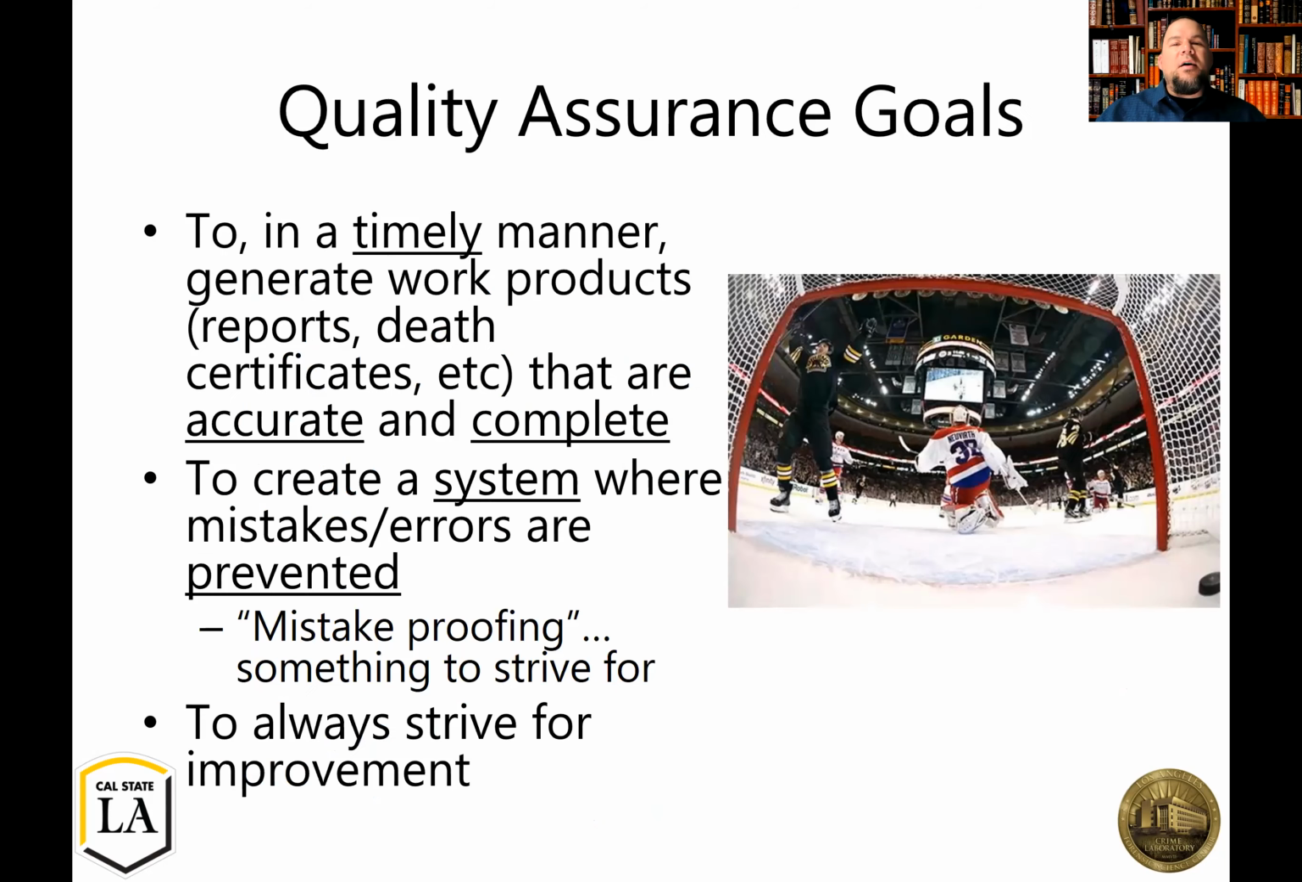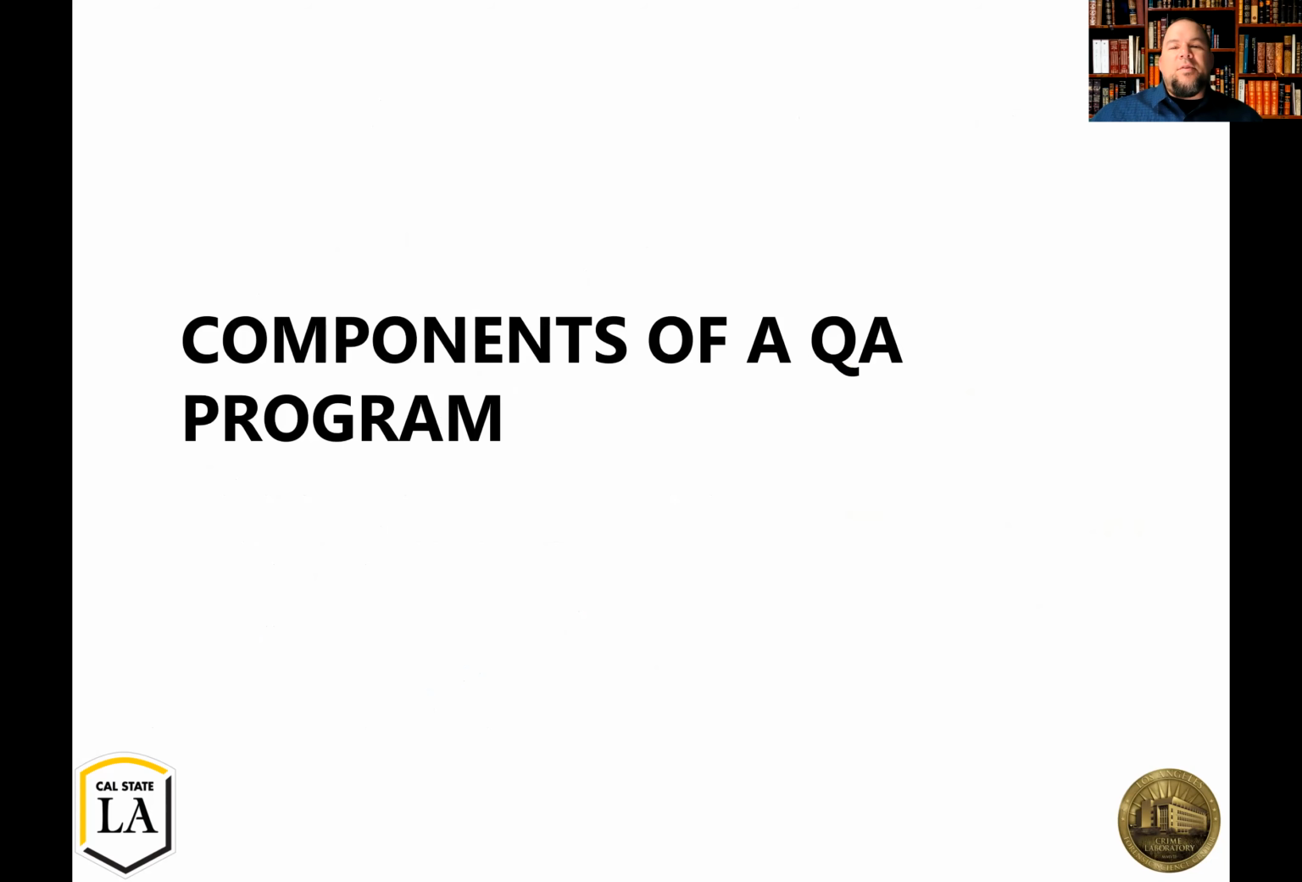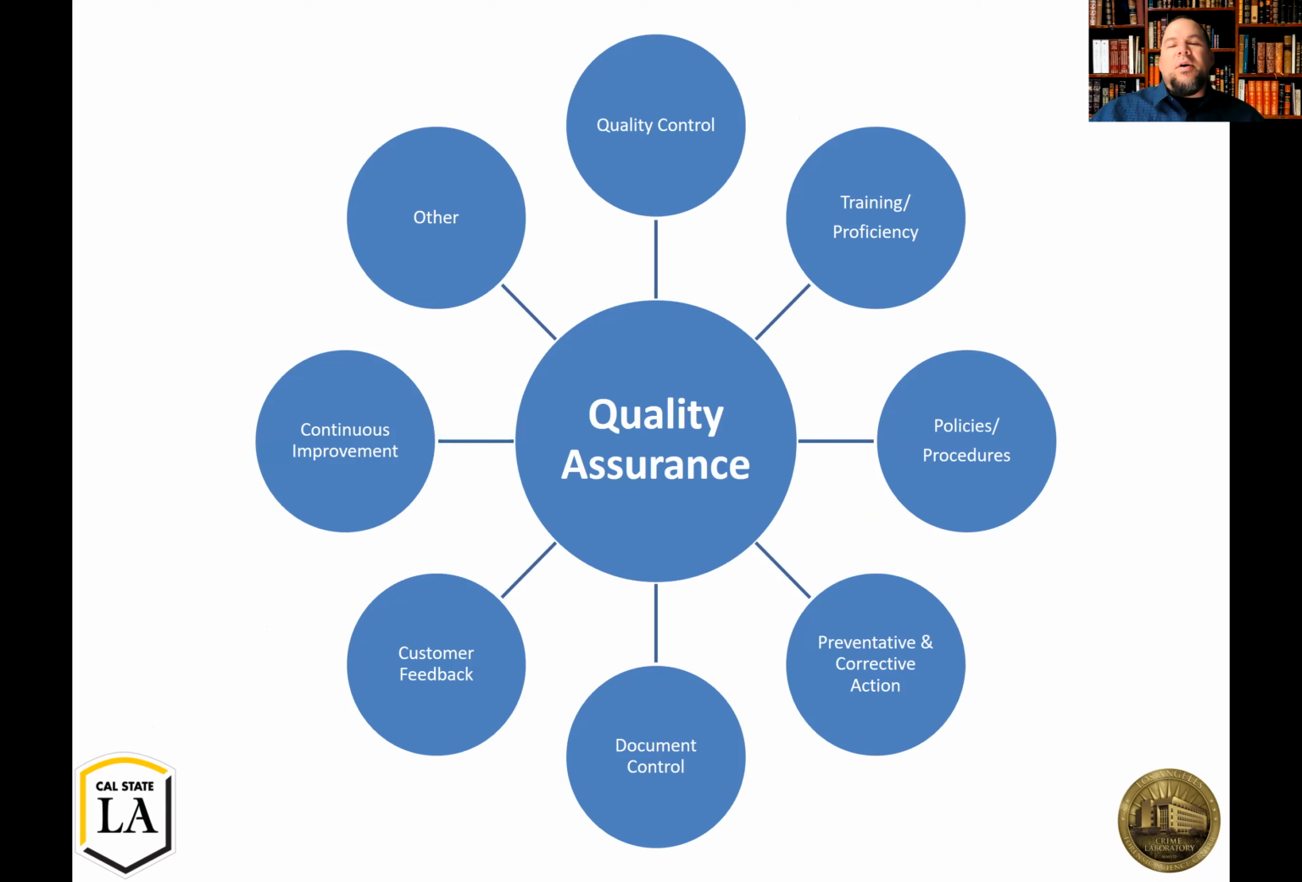So the quality assurance goals, making sure things get done in a timely manner, for a medical examiner, you're going to be thinking about making sure your reports and the death certificates are all accurate and complete. Your reports for the medical examiner, or in a narco lab, your reports that are going to go into the case files, and making sure that mistakes and errors are minimized, and always sort of striving for improvement. So a lot of components for quality assurance.